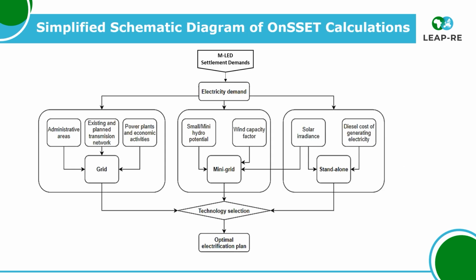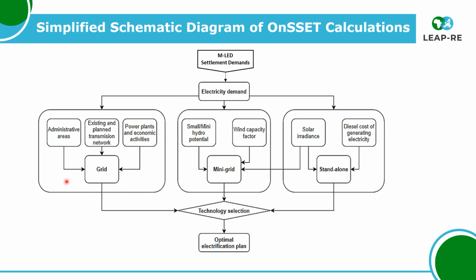This schematic roughly shows how each of the different technologies and the different data sources are combined together to give you the optimal electrification plan. We start at the top, inputting the settlements and their demands, understanding electricity demand, and then for every different option, the levelized cost of electricity is determined to figure out which of these is the lowest cost technology option.